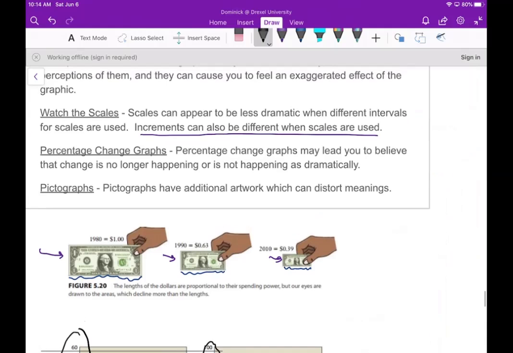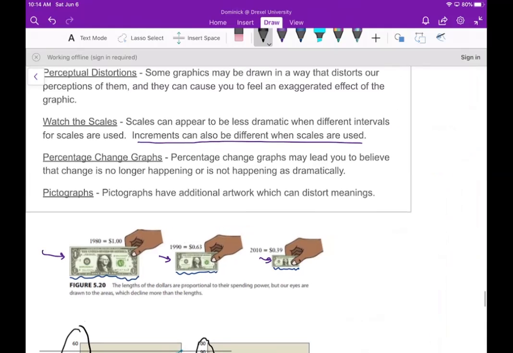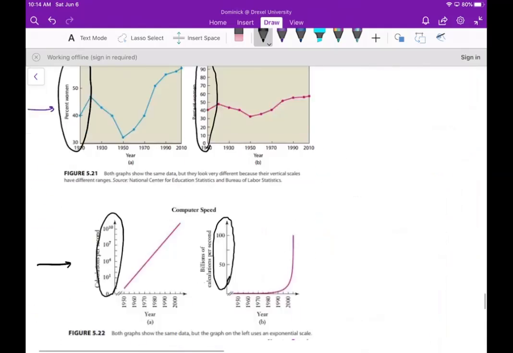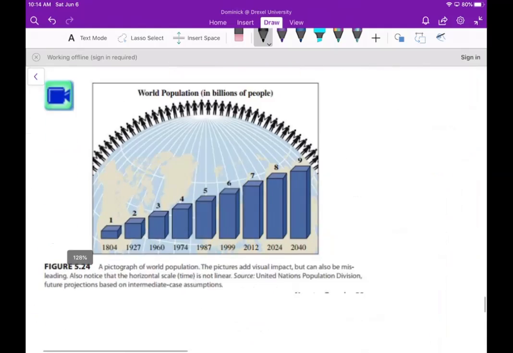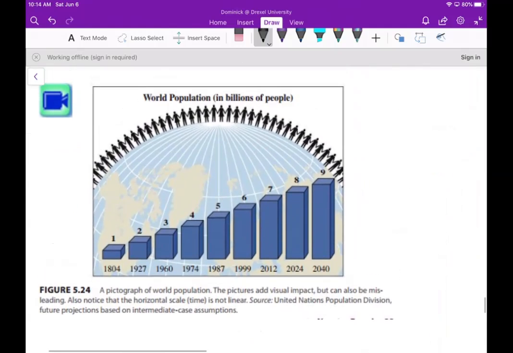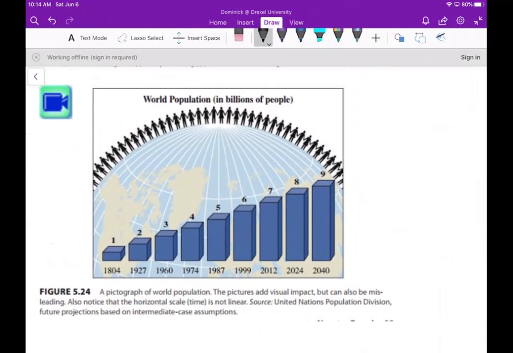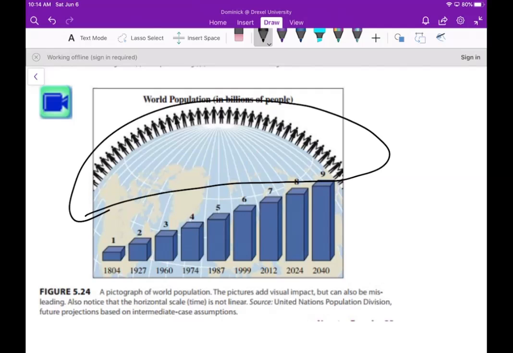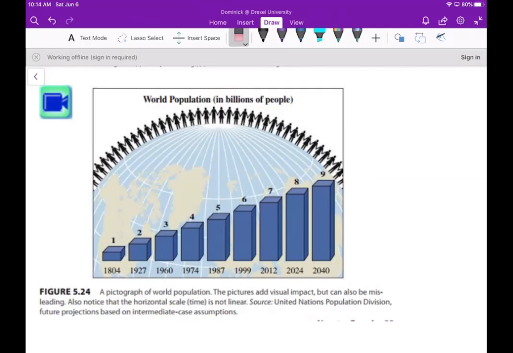Now, the last thing that we'll discuss is when you have a pictograph, which can have additional artwork that can distort or hide some of the meanings they're trying to convey. Here you have the world population in billions of people. You have this extra picture going on in the background, this globe with all these people, which is not really part of the data, but is just there for added effect, I guess.